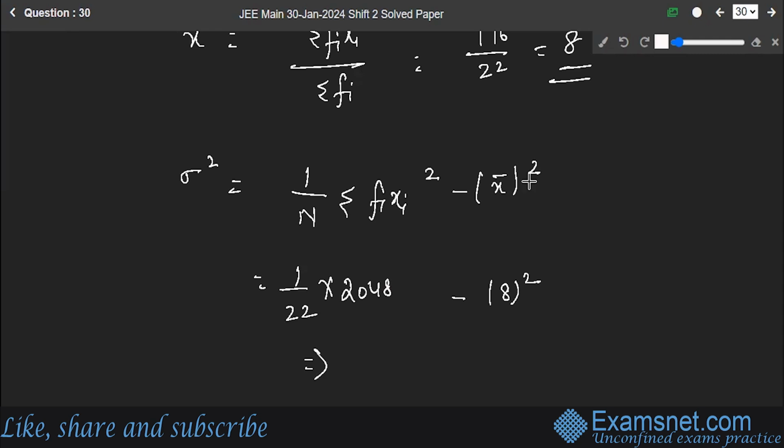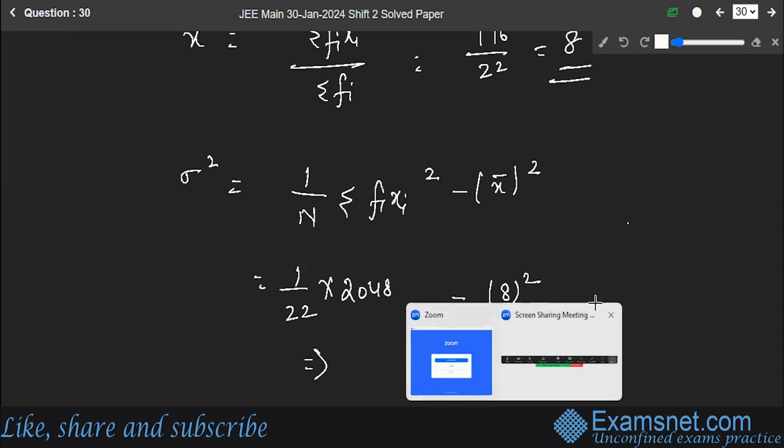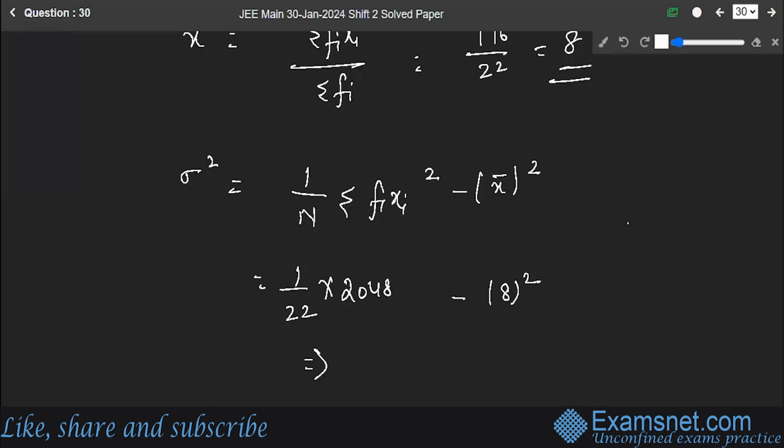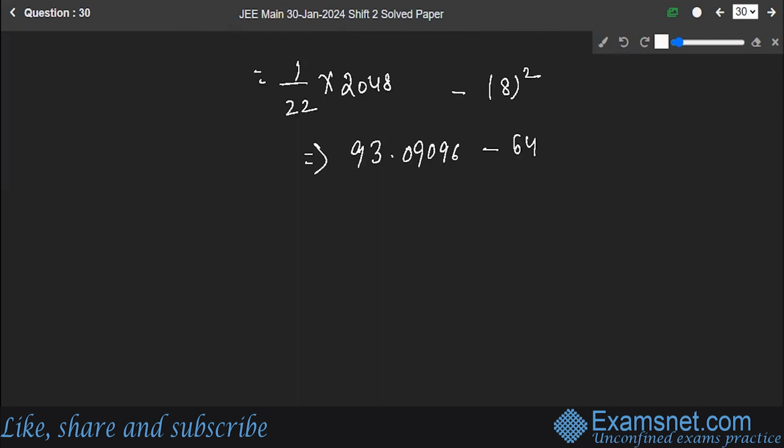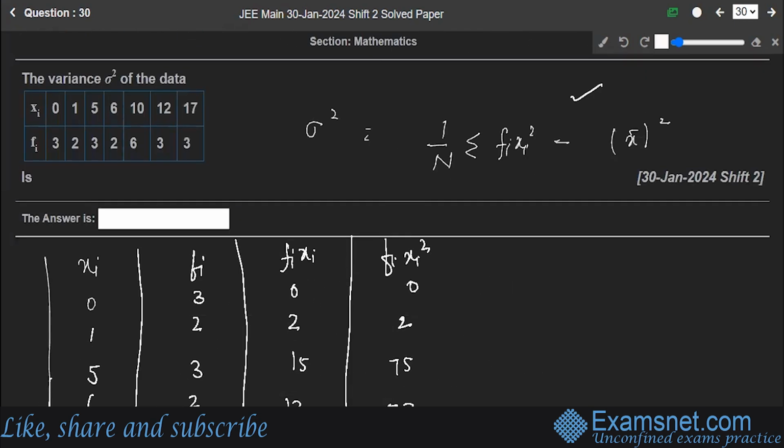So on solving, you will do all the calculations, so you will get 93.09096 minus 64. This will give me approximately 29.0909 something 6, okay, which is approximately equal to 29. So this is the answer to the question, 29.